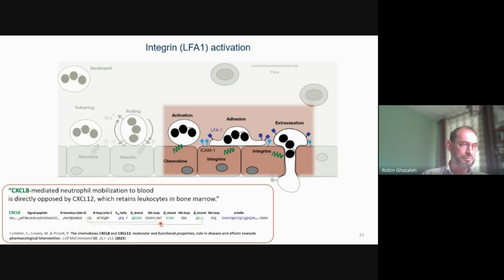They are a family of proteins. This is CXCL8. L stands for ligand. If you see R, it is receptor. This CXCL12 is different.